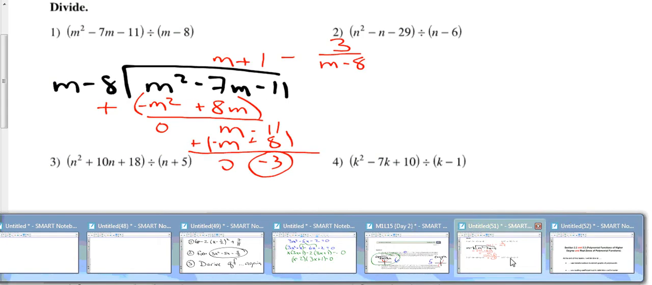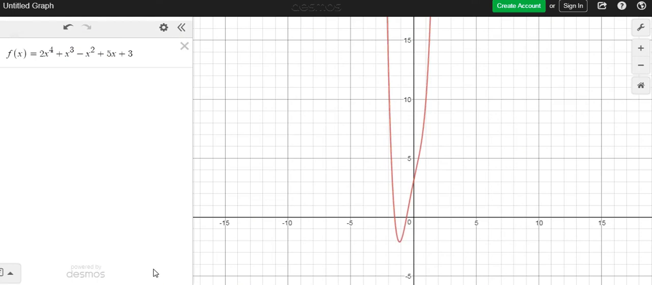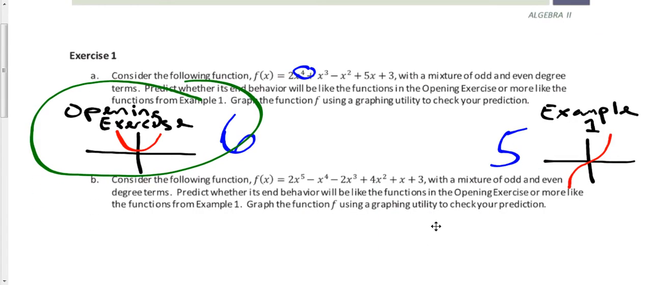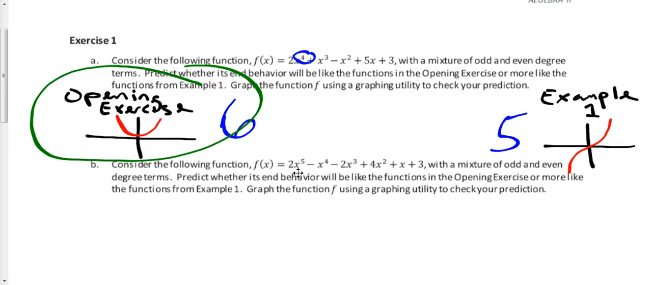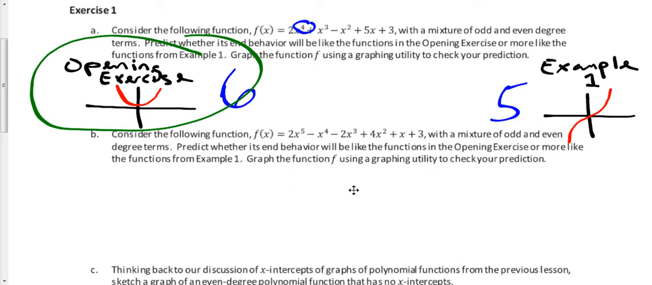Okay. There we go. All right. Now, consider this function. F of x equals 2x to the 5th minus x to the 4th minus 2x cubed plus 4x squared plus x plus 3. You can't just guess, you gotta do the work. Well, what do you think it's going to look like? The one on the left, this guy, or the one on the right, this guy?